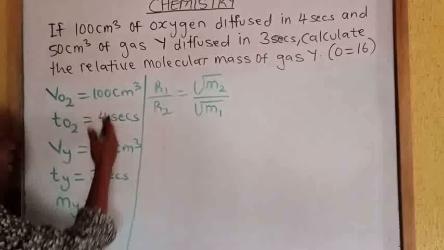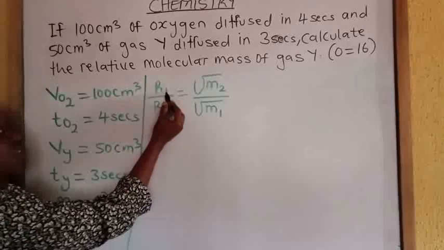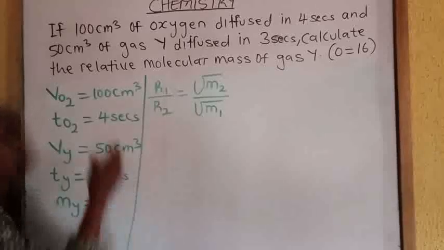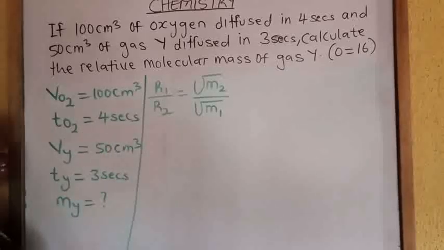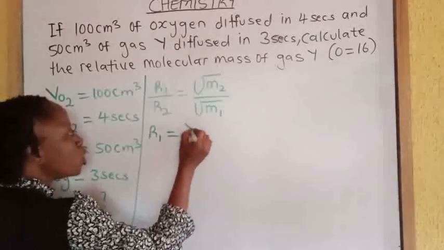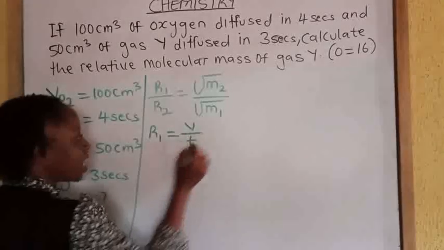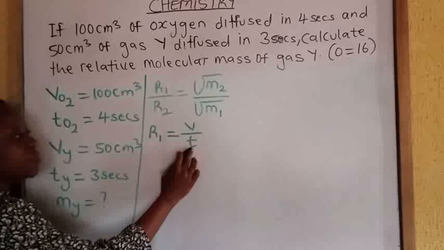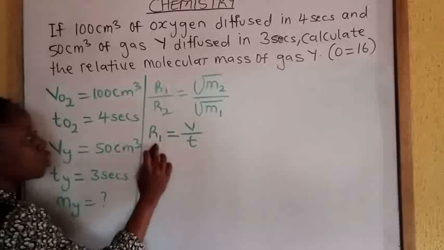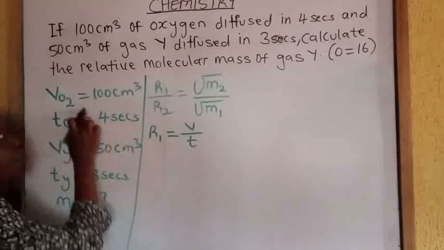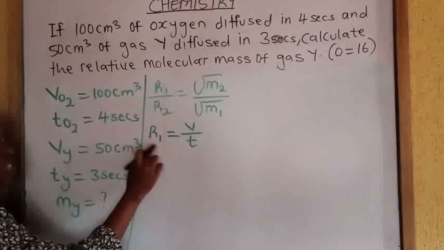Then when we look at the parameters given here, there is nothing like R. R is the rate of diffusion of the gas. So there is nothing like rate of diffusion from the parameters given. Therefore we have to look for rate: R equals volume divided by the time taken. So to calculate rate, rate equals volume divided by the time taken. So we are looking for the rate of diffusion of the first gas, oxygen gas, which is R1.